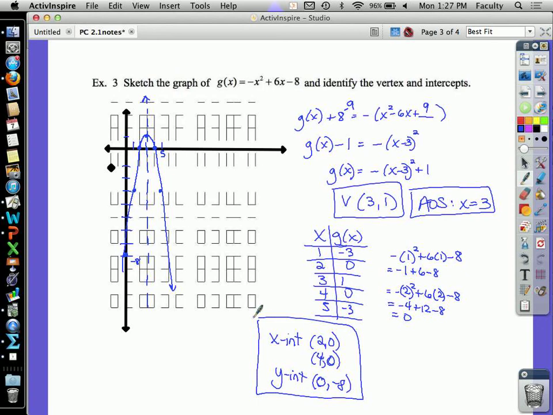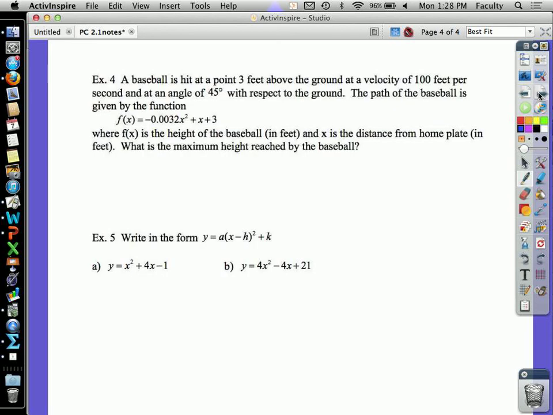Alright, example 4. A baseball is hit at a point 3 feet above the ground at a velocity of 100 feet per second and at an angle of 45 degrees with respect to the ground. The path of the baseball is given by the function f of x equals negative 0.0032 x squared plus x plus 3, where f of x is the height of the baseball in feet and x is the distance from home plate. What is the maximum height reached by the baseball?